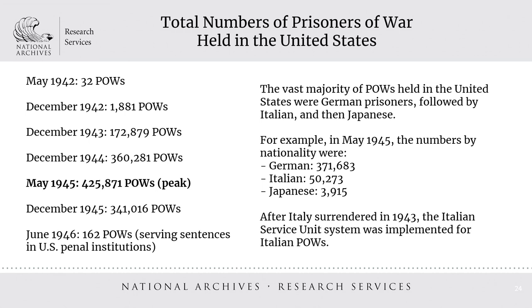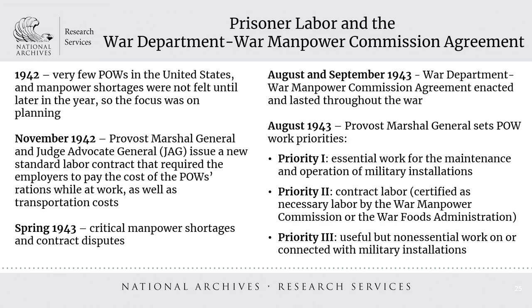Although general guidelines for the use of POW labor had been outlined in the years leading up to the war, the specifics were not ironed out until late summer 1943. Because the number of POWs drastically increased during 1943, and because critical manpower shortages occurred during that same year, it was crucial for the War Department and the War Manpower Commission to create a contract that would govern the use of POW labor. The agreement that was enacted in 1943 remained in place throughout the war.